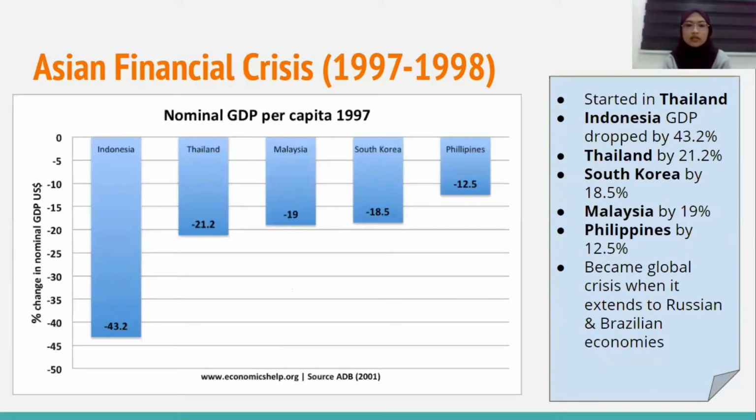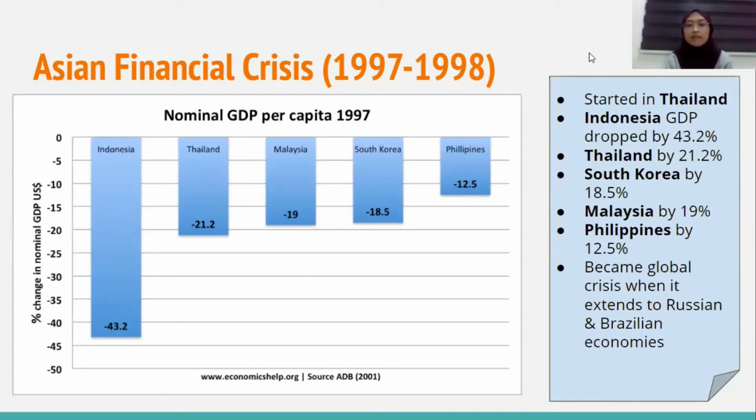Next, we'll be talking about the Asian financial crisis that happened in 1997 until 1998. It all started in Thailand, which decided to uncouple the Thai baht from the US dollar, causing a sequence of currency devaluations and also huge capital flight. Countries affected by the crisis are Thailand, South Korea, Malaysia, Philippines, and also Indonesia.